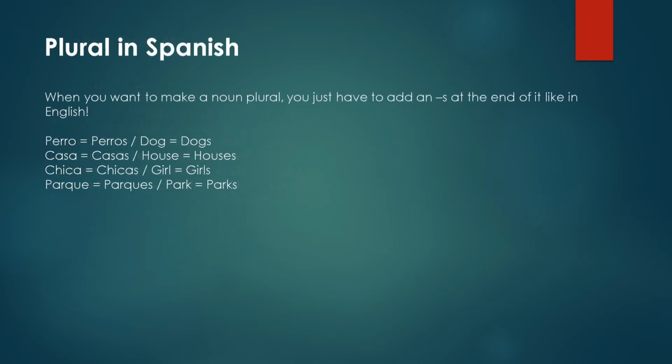Now in Spanish, we also have plural for nouns, of course, and fortunately it's also very simple, because when you want to make a noun plural in Spanish, you just have to add an S at the end of it, just like in English. So for instance, we have perro, we would add an S to make it plural if we were speaking about a lot of dogs, so we would have perros, casa, casas, chica, chicas, parque, parques. Just adding the S at the end of the noun makes it plural.